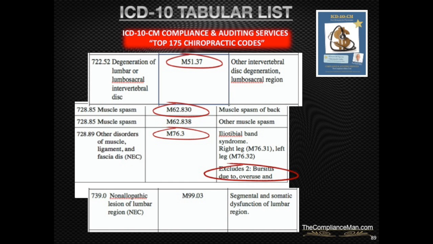Then finally, for the subluxation, you have M99.03, and it's specific because it shows you that it means segmental and somatic dysfunction of the lumbar region, so it's specific to the lumbar region.